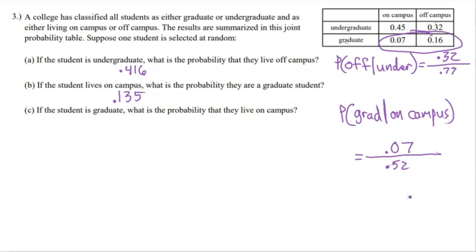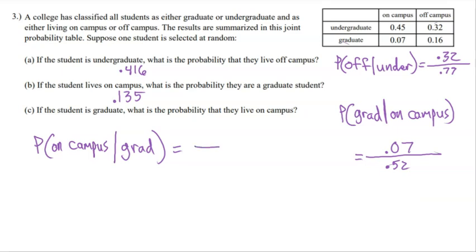We're only considering these categories where the student is a graduate student, because it says if the student is a graduate student, what is the probability that they live on campus? So that's very similar to what we just did, but instead of being the probability of graduate given on campus, now it's the probability of on campus given that it's a graduate student. So the probability that they live on campus, given that they're a graduate student.